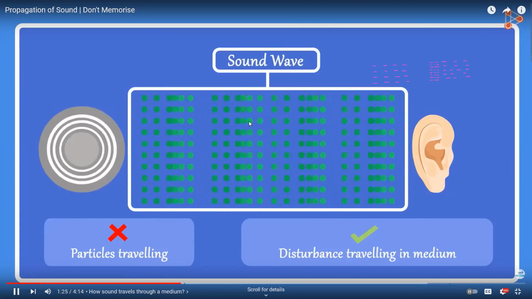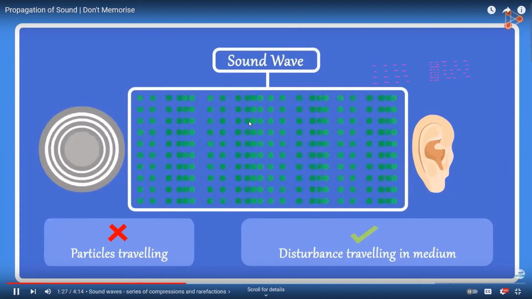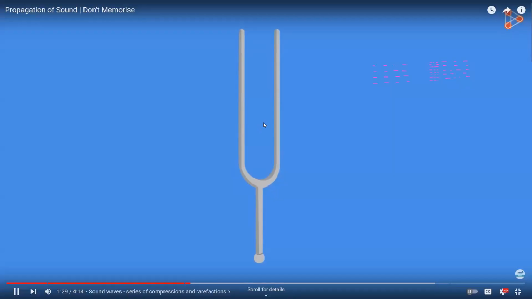A vibrating object in the medium is what we call a sound wave. But what does this disturbance look like? Let us study this with the help of a tuning fork. Here we take air as a medium of propagation. See, that compression and rarefaction is produced on every side.